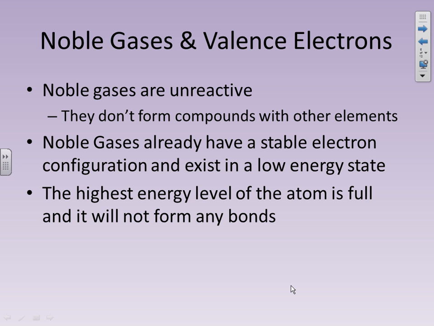The highest energy level of noble gases is full. Therefore, it will not form bonds. And that's why when we look at the electron configuration of atoms that have either gained or lost electrons, they will look like the electron configuration for noble gases. All right, are we ready? Ready to put this into practice?